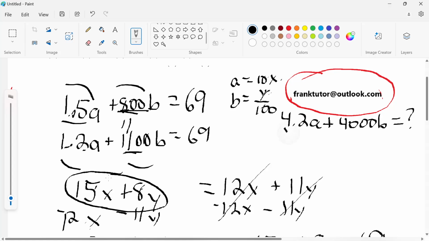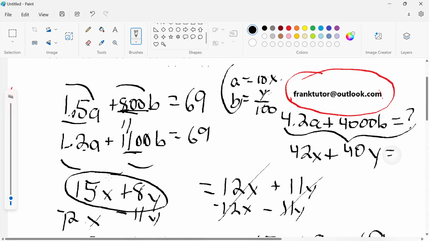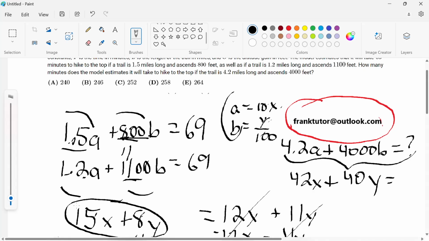I can take this equation and substitute my x and y. 10x equals A. 10 times 4.2 is 42x plus 4,000 divided by 100 is 40y. What does that equal? Well, if x and y are both equal to 3, 42 times 3 and 40 times 3. 3 times 2 is 6. 3 times 4 is 12. 126 plus 3 times 4 is 12, 120 equals 246. Answer B.